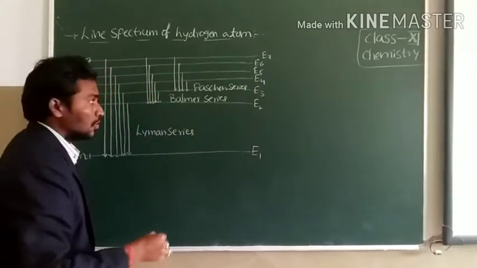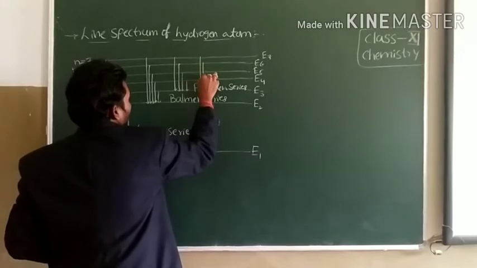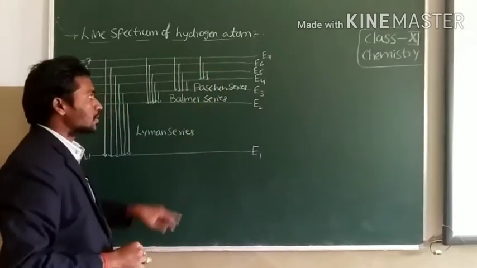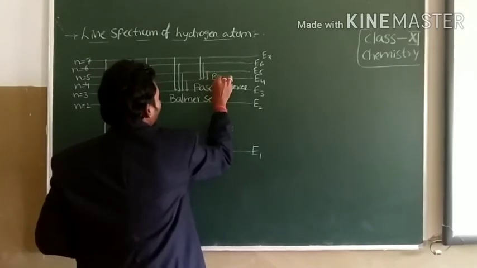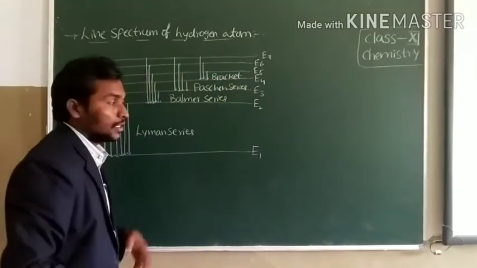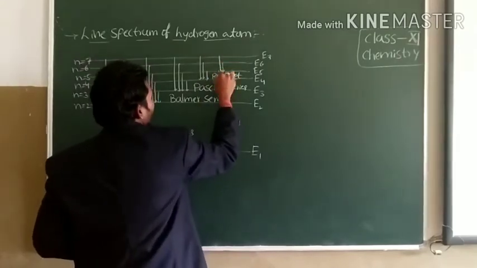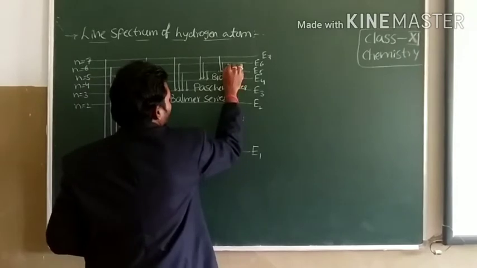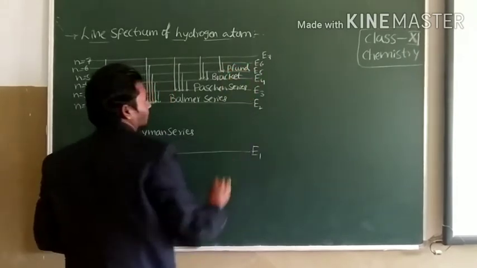Next, Brackett series. Brackett series means we observe spectral lines in the fourth energy level. It's called the Brackett series. Next, Pfund series. Pfund series means we observe spectral lines in the fifth energy level.